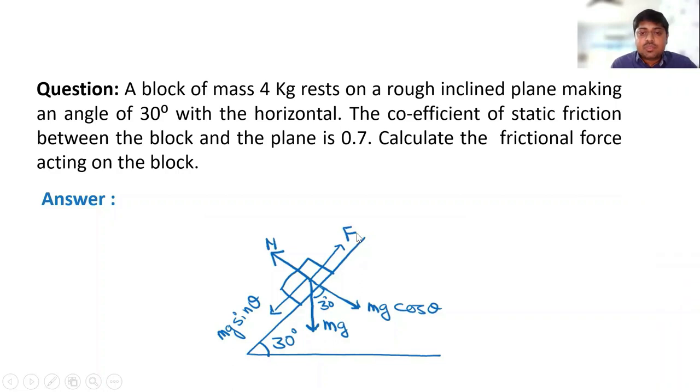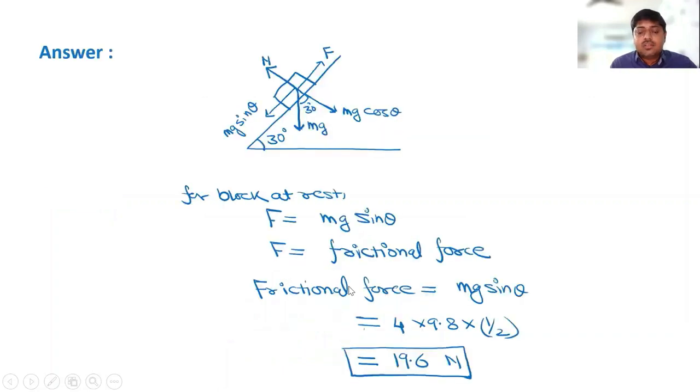But there is another force acting in the opposite direction, that is the frictional force. So as given in the problem, this body is at rest, it's not moving down. So in that case, there must be an equilibrium, and under the equilibrium, we can define that the frictional force acting in the upward direction must be equal to the force acting in the downward direction.